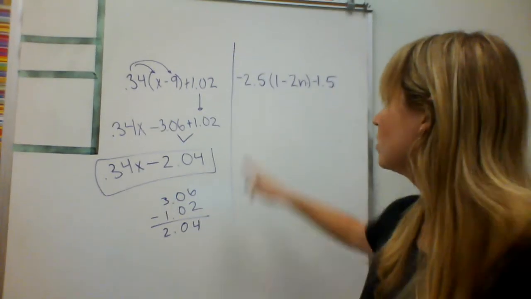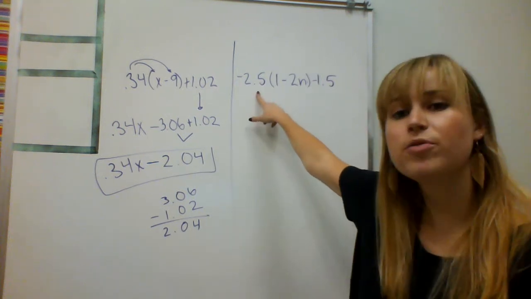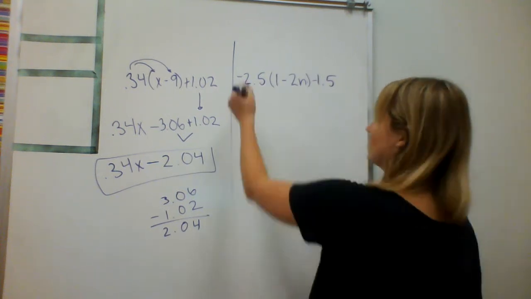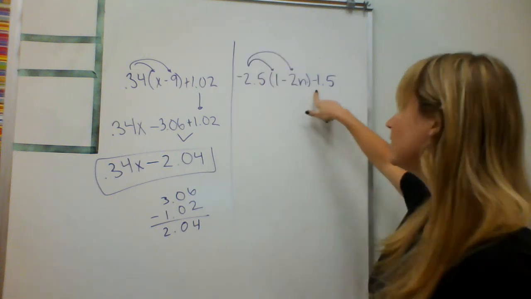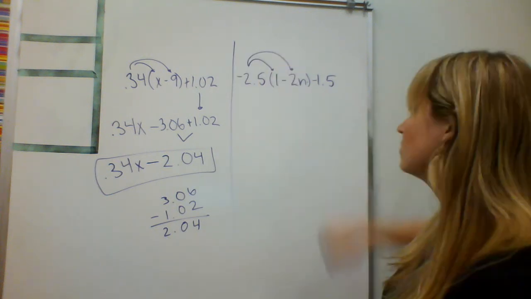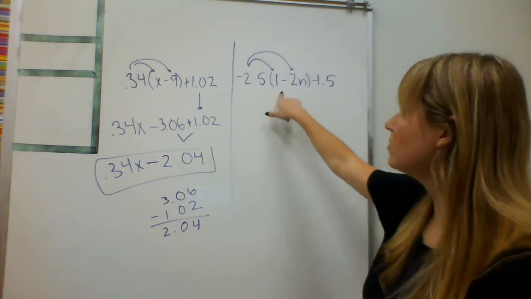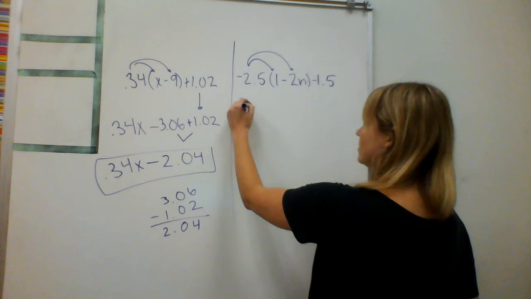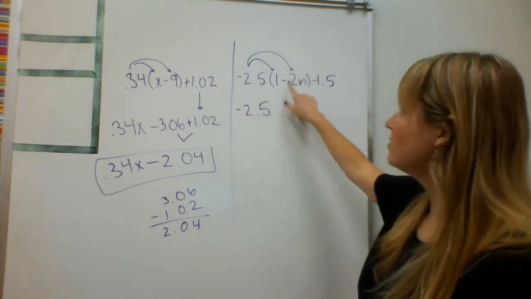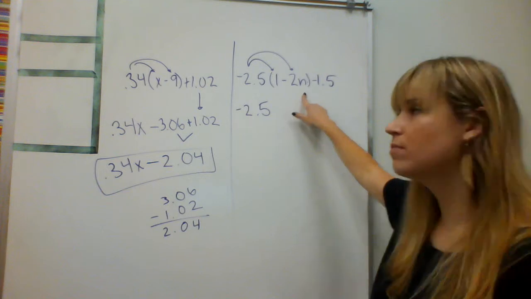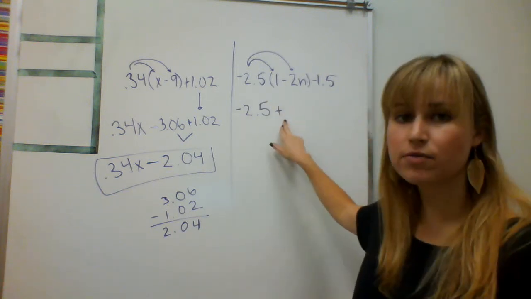So the first step stays the same. I want to distribute my number outside the parentheses to each one inside. Again, I leave this negative 1.5 alone because it's not inside the parentheses. Negative 2.5 times 1 is negative 2.5. Negative 2.5 times negative 2n. I know it's going to be positive because a negative times a negative is a positive.